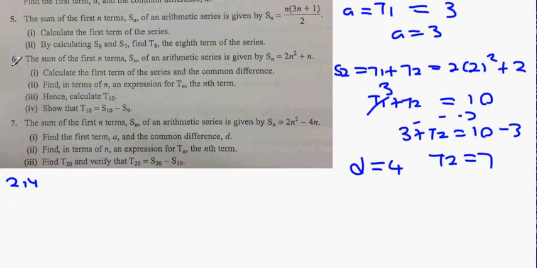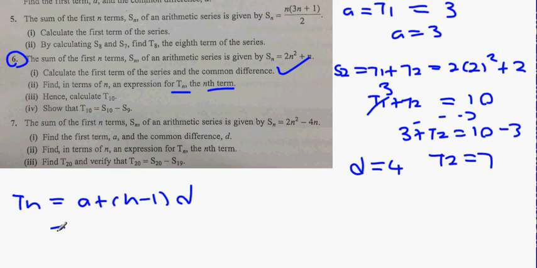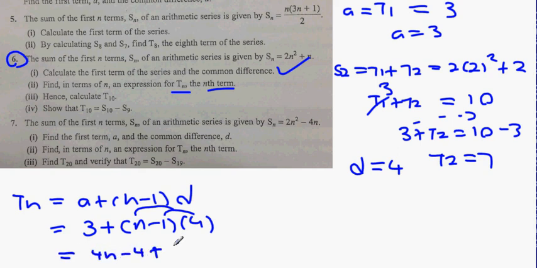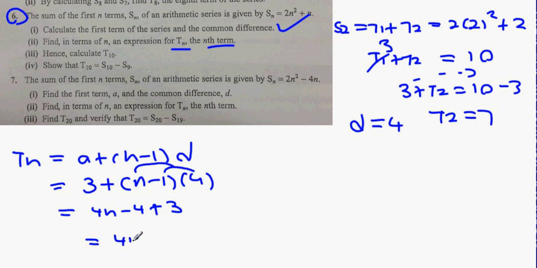Now, still on question 6 at the moment. Find an expression Tn for the nth term. Well, what we know about this is the Tn formula, so we know that Tn equals A plus n minus 1 times d. Therefore, Tn equals A, which is 3, plus n minus 1 times 4. Multiply out, and we're going to get 4n minus 4 plus 3, which is going to be 4n minus 1.